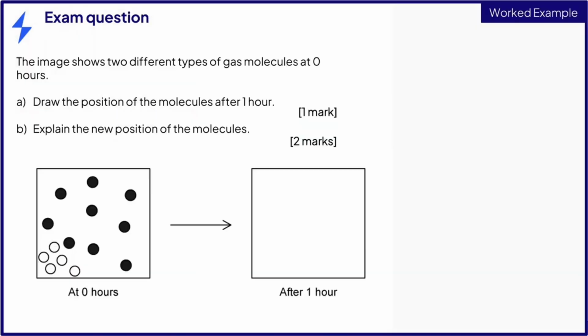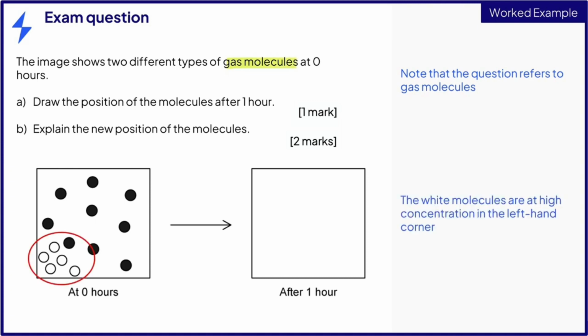Here is an exam-style question. It shows us the position of 2 types of gas molecules at the beginning of a time period and asks us to draw the position of the molecules after 1 hour and then explain the drawing. Note that the question refers to gas molecules, indicating that this question is about diffusion.